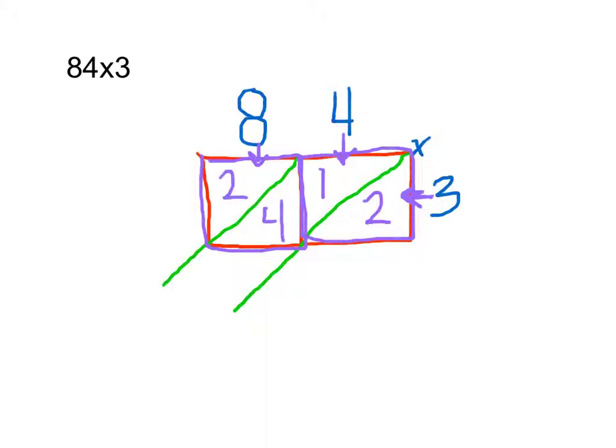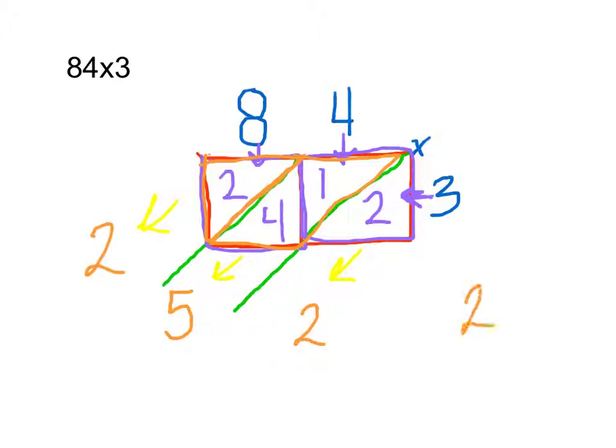Once you have the boxes multiplied out, you're going to add up going down the diagonals. So I know the first diagonal is 2 plus nothing, which is going to be 2. The second diagonal just has 4 and 1, and I know 4 plus 1 is 5. And the last diagonal just has 2 inside of it, so 2 plus nothing is 2. So I know 84 times 3 is going to be 252.